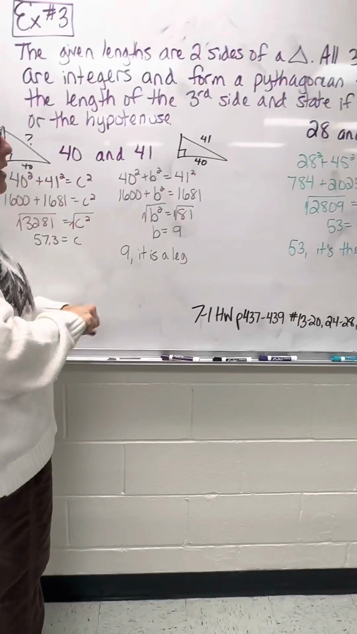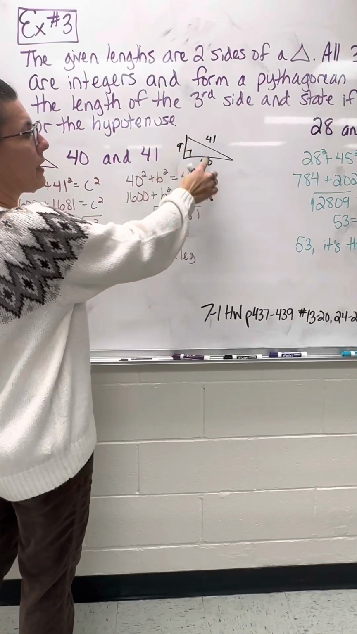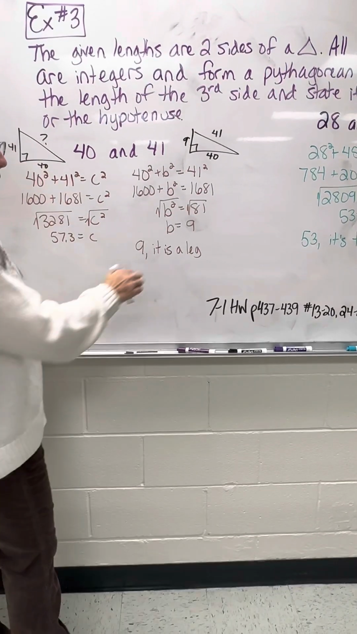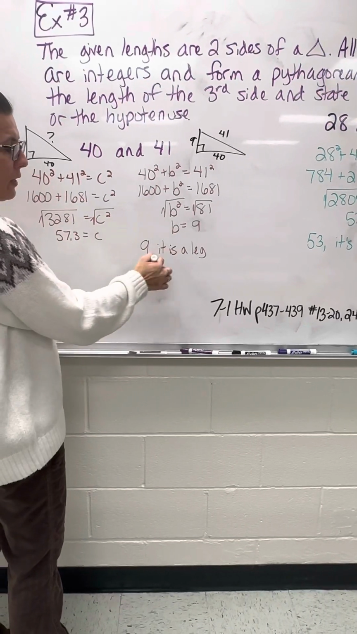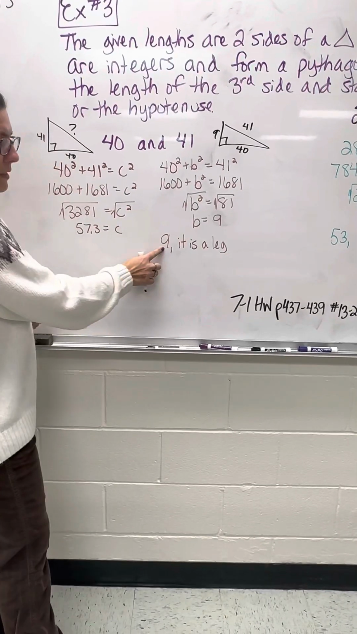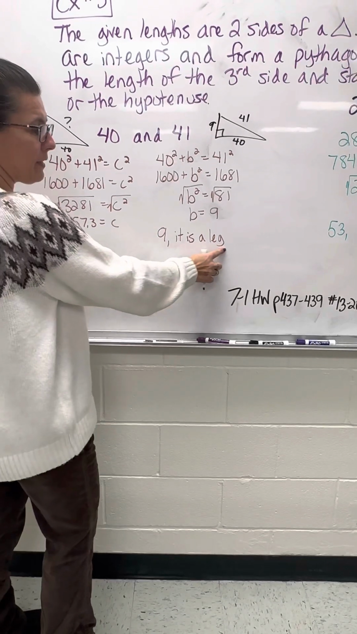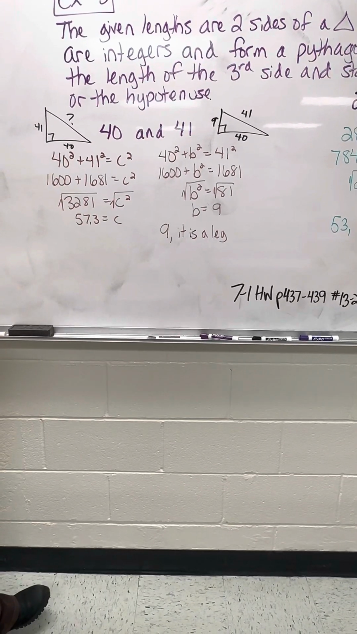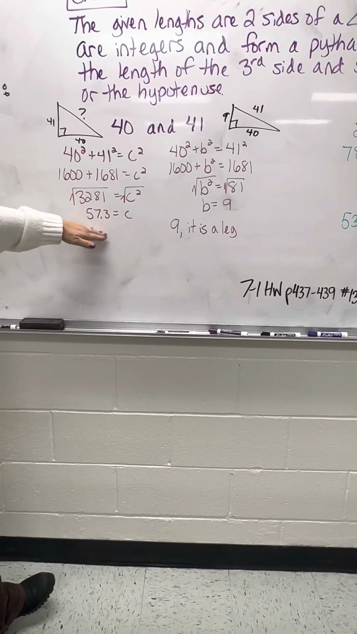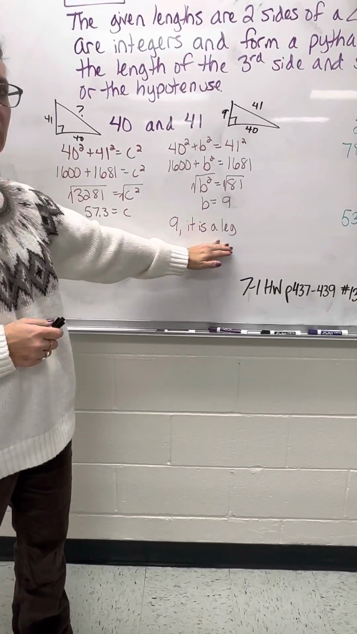So the three sides of my triangle are 9, 40, and 41. Because it's a B, we know that it's a leg. So this is the unknown side, and I'm identifying it as a leg. It's not the hypotenuse. If the other scenario had worked, it would be a hypotenuse. In this scenario, it's a leg.